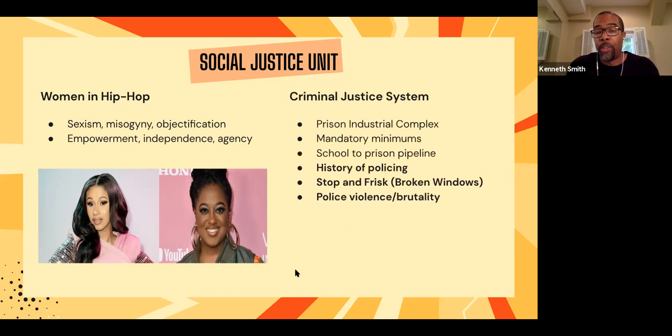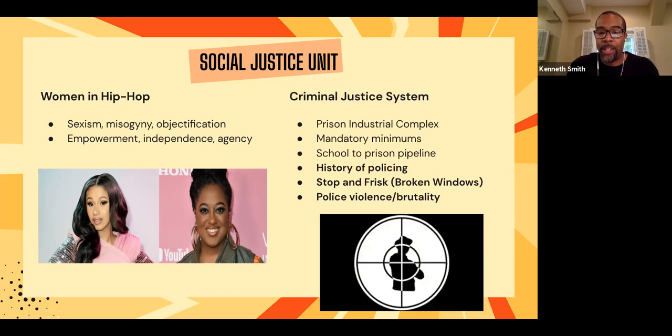Then we move on to the criminal justice system. Now, of course, for the criminal justice system, there's a great deal that we can touch on. The prison industrial complex, mandatory minimum, school to prison pipeline. Again, because of time and because where we feel many of our students can relate, we focused on these last 3 bullets. The history of policing, we look at stop and frisk policy, but of course we look at that rooted in the broken windows theory, and then police violence and brutality, and this fraught relationship between hip hop culture and the criminal justice system.